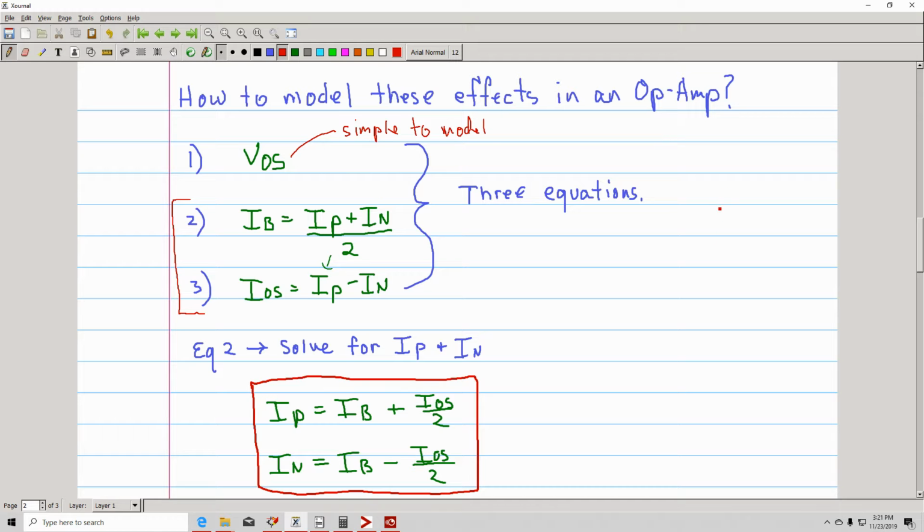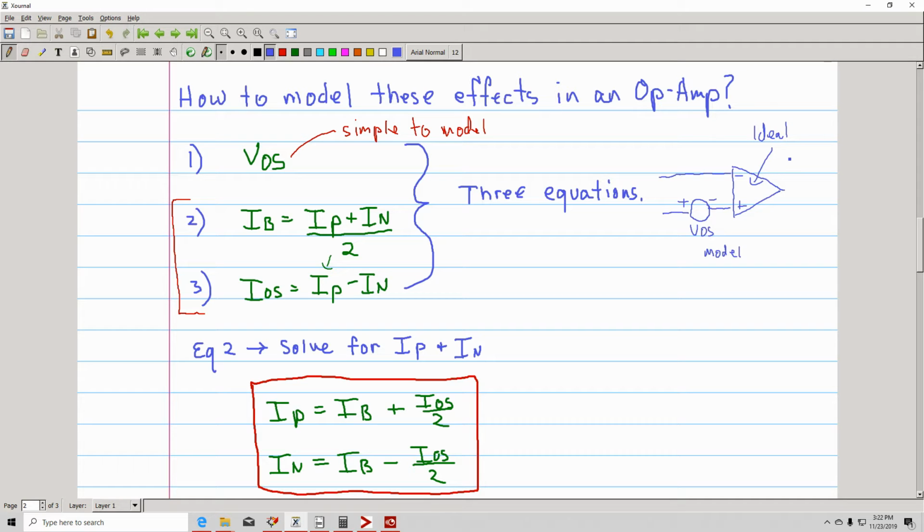In fact, I'll go ahead and just say it right here. To model it, at least in Spice, if you have your terminal, what you do is you add a voltage source, and you try to label it like so, VOS. So this would be the model. And the op amp that you use is an ideal model.